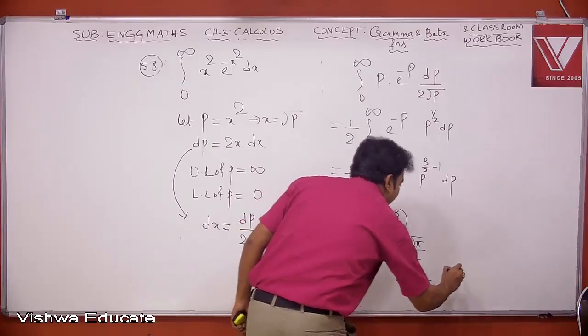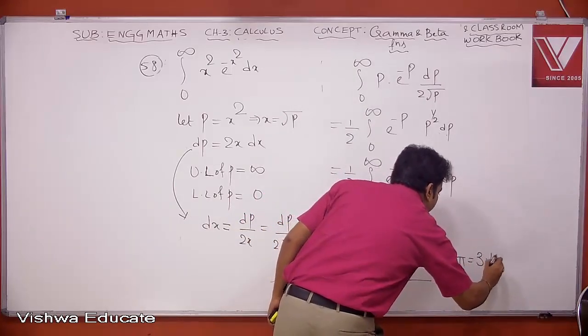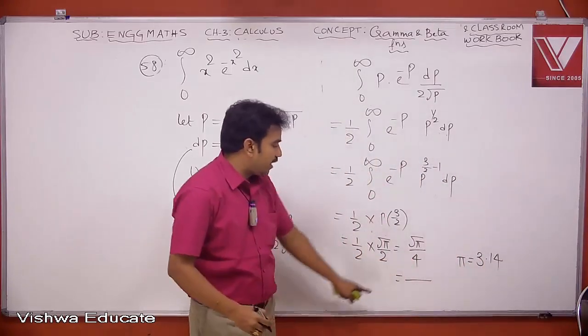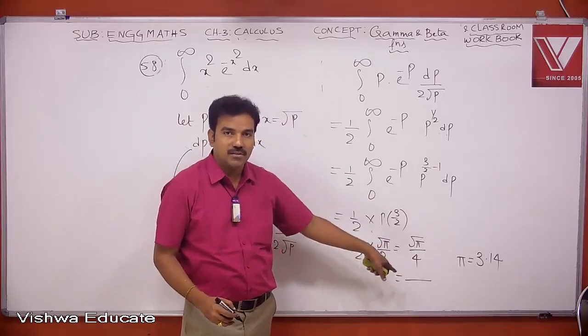Simplify this value. Here pi is nothing but 3.14. So simplify this and take the value up to 2 decimal places.